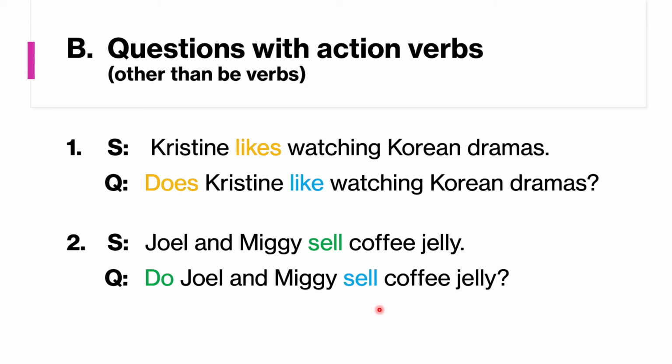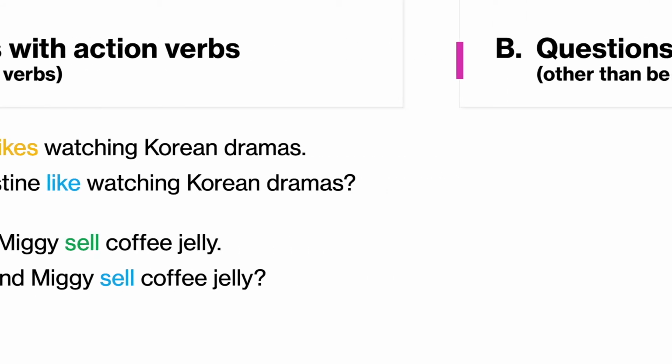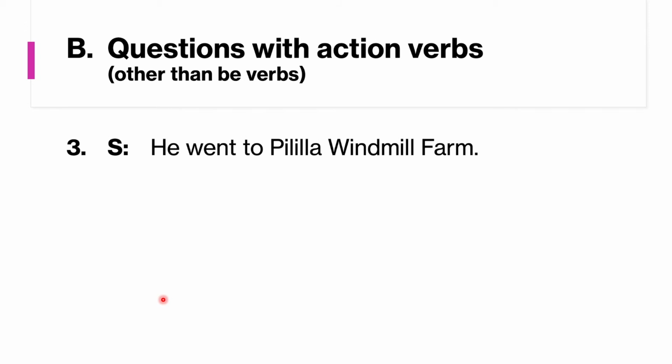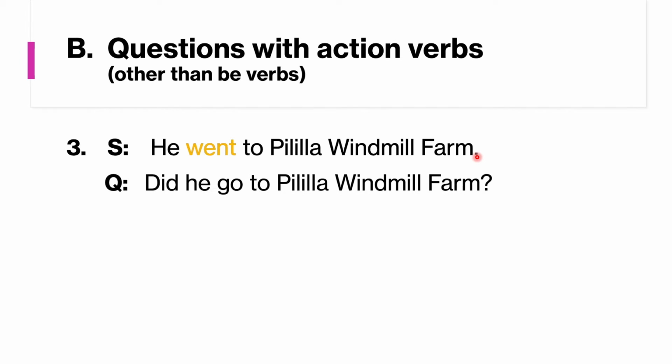Okay, nothing much going on here because the verb here is the same. The auxiliary verb is the only one changing. Do. Get it? Number 3. He went to Pililla Windmill Farm. So which is the verb? Went. And it's in the past tense. So he went to Pililla Windmill Farm. Okay, we're not going to use do or does. Rather, we're going to use did. Did he go to Pililla Windmill Farm?